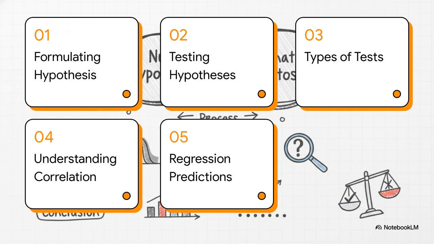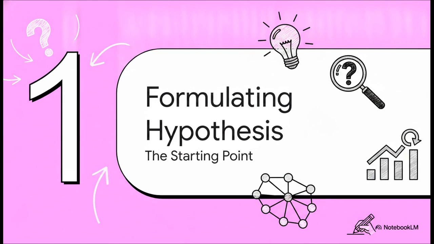Here's our roadmap for today. First, formulating a hypothesis. Then, the steps to actually test it. After that, we'll weigh parametric versus non-parametric tests, dive into understanding correlation, and wrap up with predicting the future using regression. All right, part 1, formulating a hypothesis, the starting point.